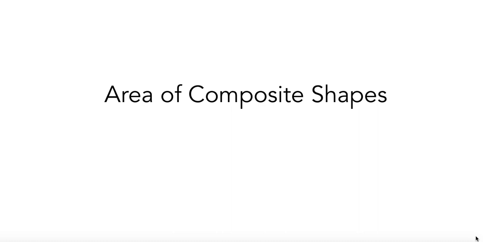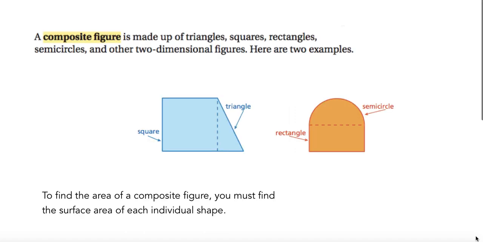Today we are going to be talking about the area of composite shapes. So as we have learned, a composite figure is made up of triangles, squares, rectangles, semicircles, and other two-dimensional figures. But to find the area of a composite figure, you must first find the surface area of each individual shape.